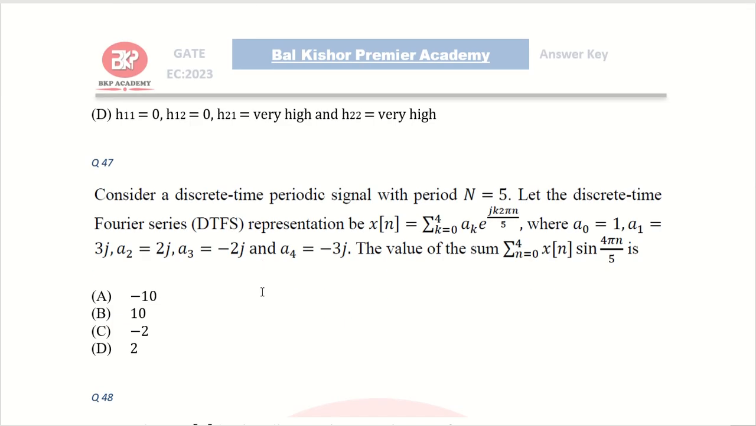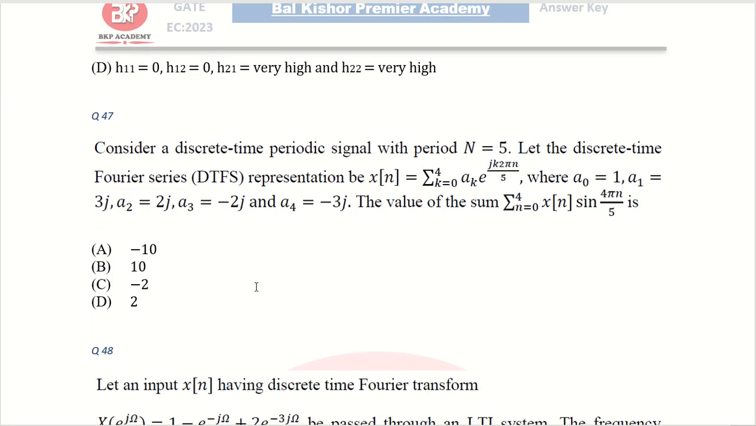So question number 47, you are going to get option A. A for Ahmedabad.